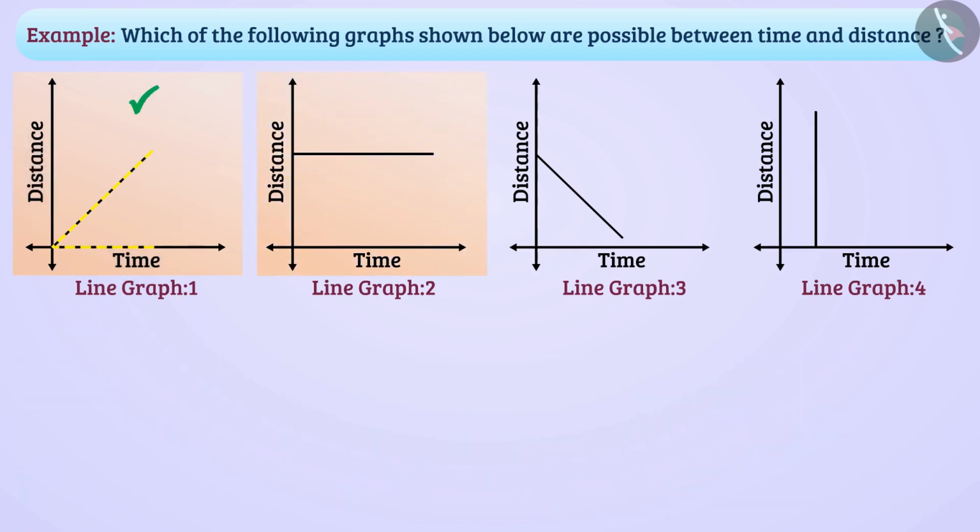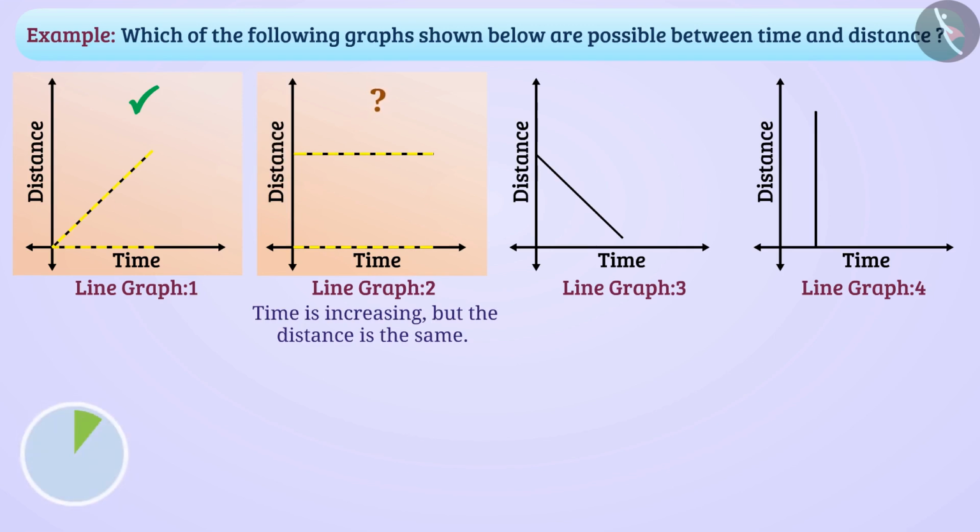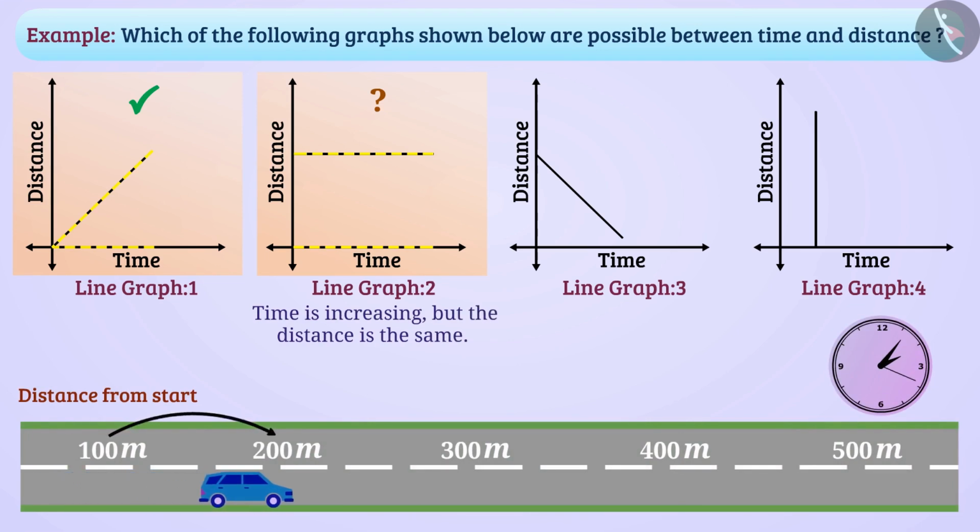Line graph 2 shows a situation in which time is increasing but the distance is the same. Is such a situation possible? Think. Let me tell you, yes, such a situation is possible. If during the journey, the car stops somewhere before reaching the last place, then time will increase but the distance traveled will remain the same. Hence, line graph 2 can be a distance-time graph.